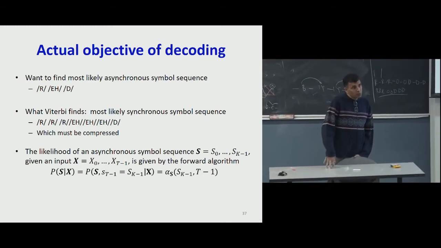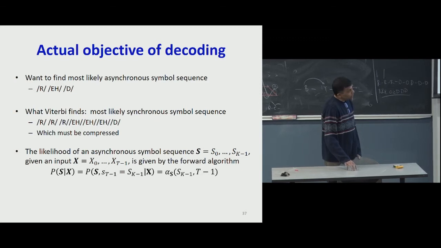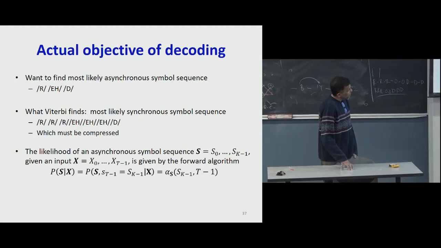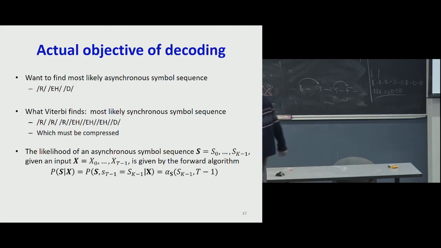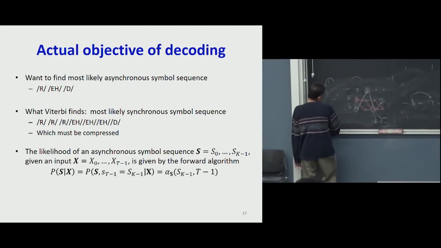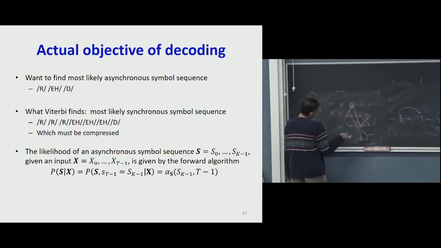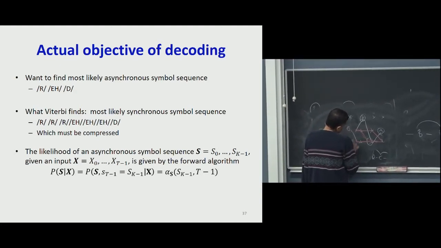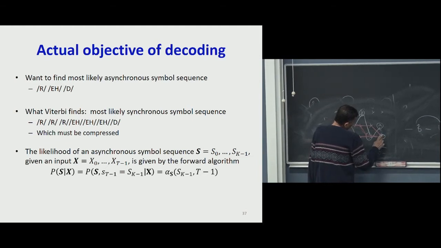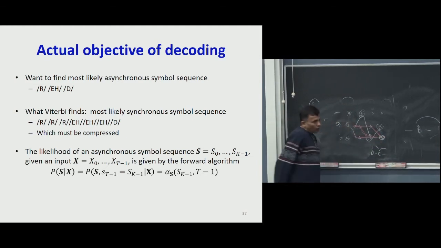What Viterbi finds is the most likely time synchronous sequence, which is not what we really want, and which you must compress. What we really want is the probability of the most likely order synchronous sequence, which is the equivalent of saying that, without even going into what's on the slide, you are interested in finding the order synchronous sequence.